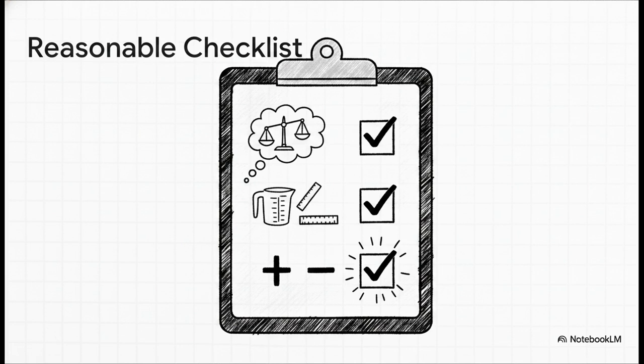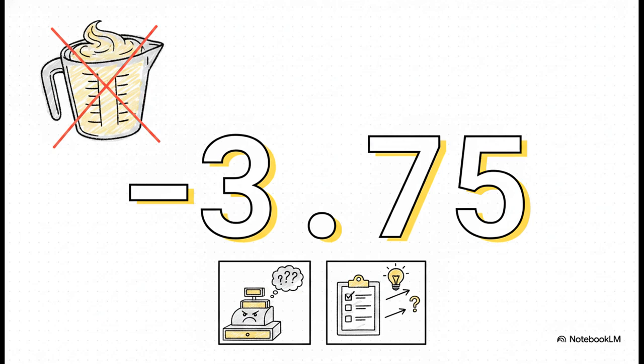Second, are your units correct? Well, we're measuring in cups, not batches. And third, does the sign make sense for the context? For instance, if your calculation for the baking problem somehow resulted in negative 3.75 cups of sugar, your reasonableness check would immediately tell you something went wrong. I mean, you literally cannot go to the grocery store and buy a negative amount of sugar.